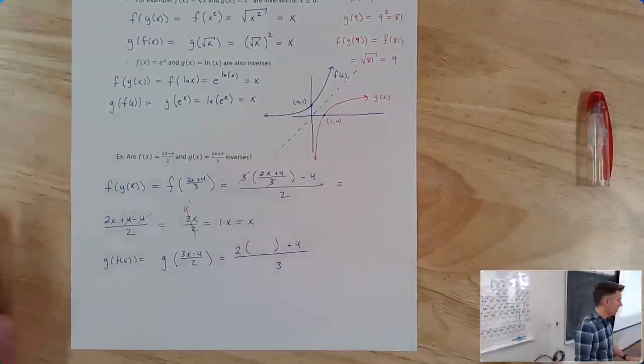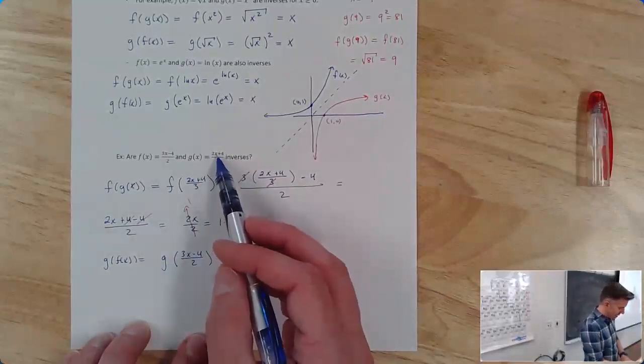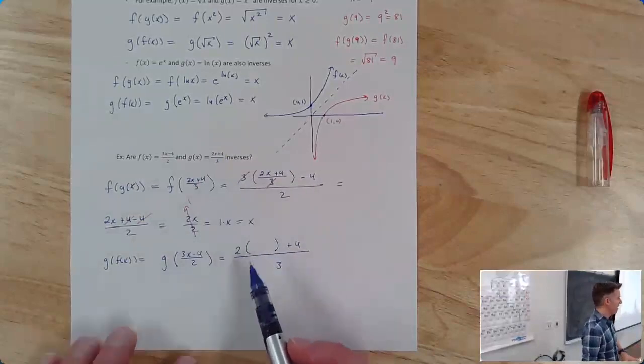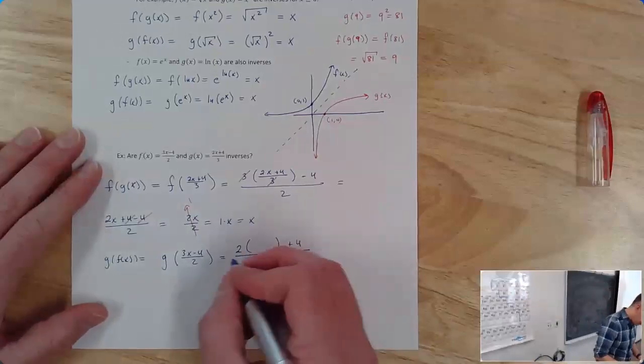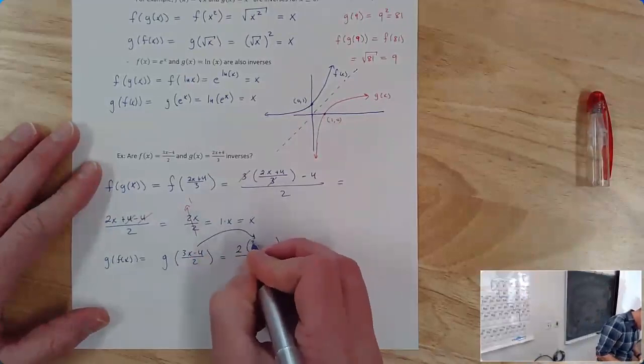I really do recommend, when you're doing this kind of thing, writing g of whatever as just each x thing you've got, giving yourself a parentheses instead. I think it really makes it easier to see that we're putting in a new thing for x. So here I'm going to have 2 times, that's just going to go right in there, (3x minus 4) over 2.